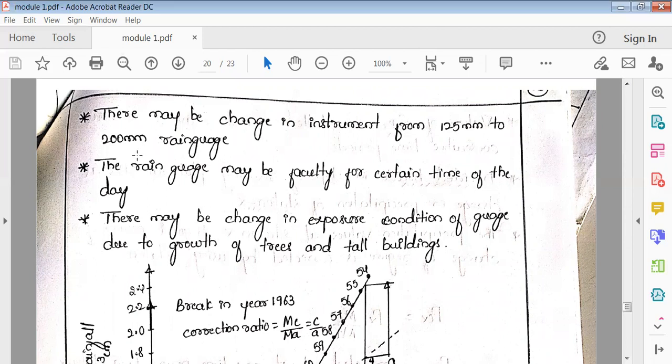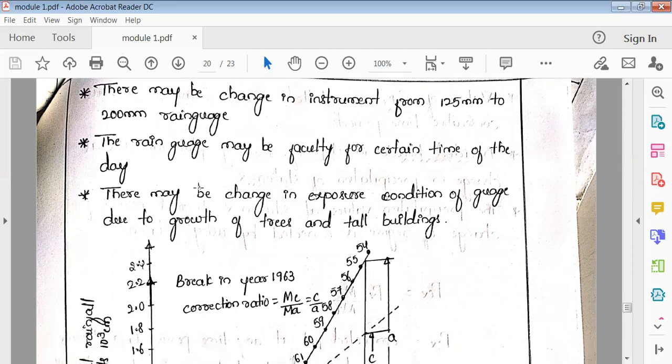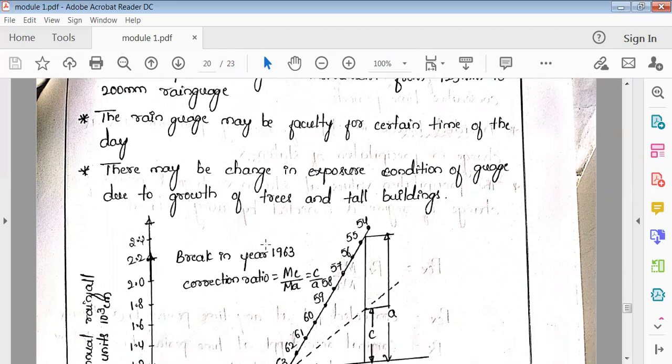Okay, the instrument itself is changing, so again it leads to an inconsistency. And if the rain gauge itself becomes faulty due to the wind or anything as such. All right, and of course, the last one, if there is an exposure condition, that the rain gauge might get covered due to the growth of trees or tall buildings as such.